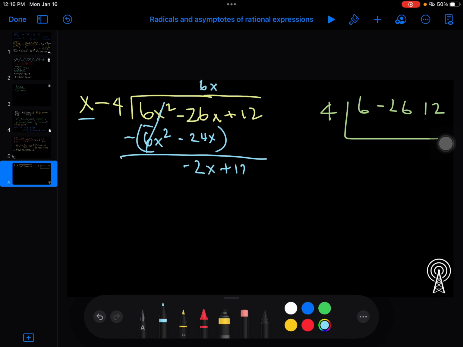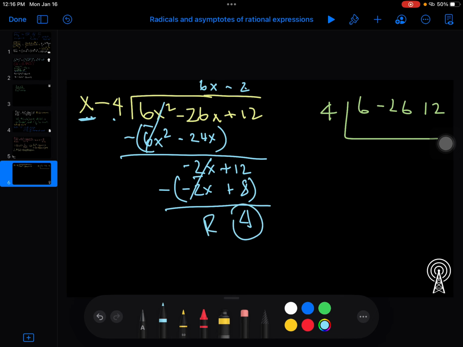Drop down that plus 12, just like regular old long division. Divide only that first term into this first term for negative 2. Multiply back that negative 2 by x, we get negative 2x. Negative 2 by negative 4 is plus 8. And then subtract all of that, subtract the negative, you get a positive, those cancel out. And then 12 minus 8 is 4. That then is our remainder.